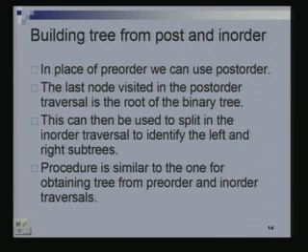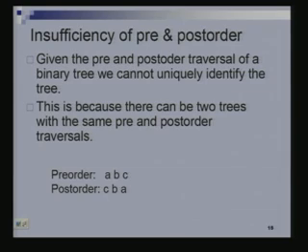Now, what is the third question? Given pre and post, can you do it? No. Given the pre and post-order traversal of a binary tree, you cannot uniquely determine the tree. The reason is that there can be 2 trees which have the same pre and post-order traversal. Suppose I gave you this pre-order traversal and this post-order traversal, a 3 node tree. What do you think is the tree?